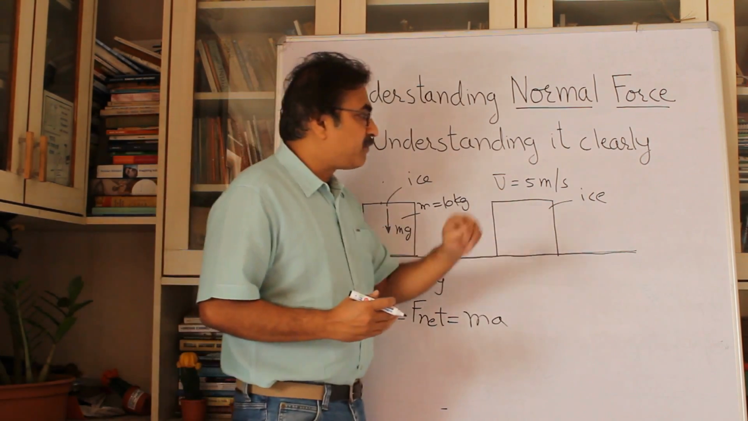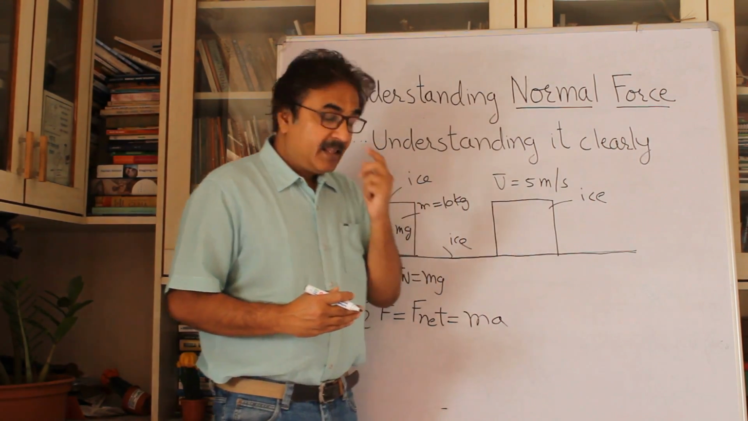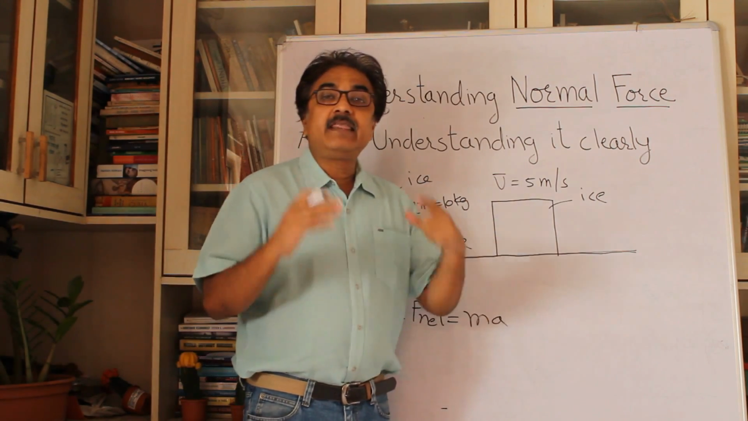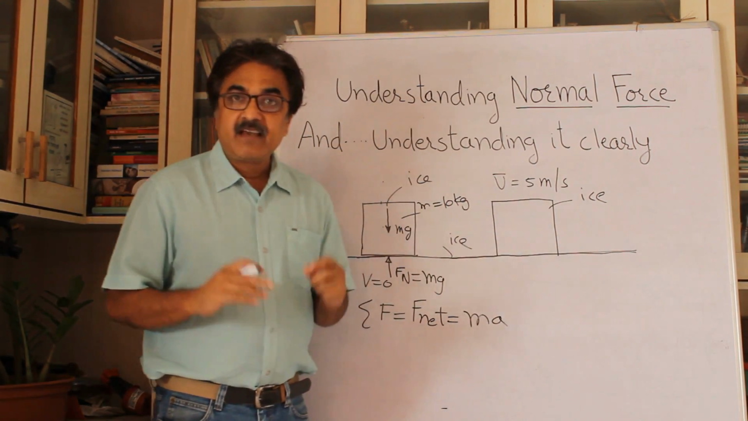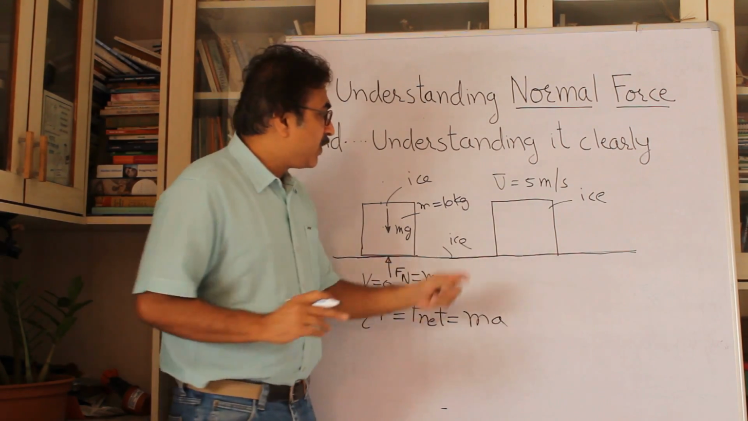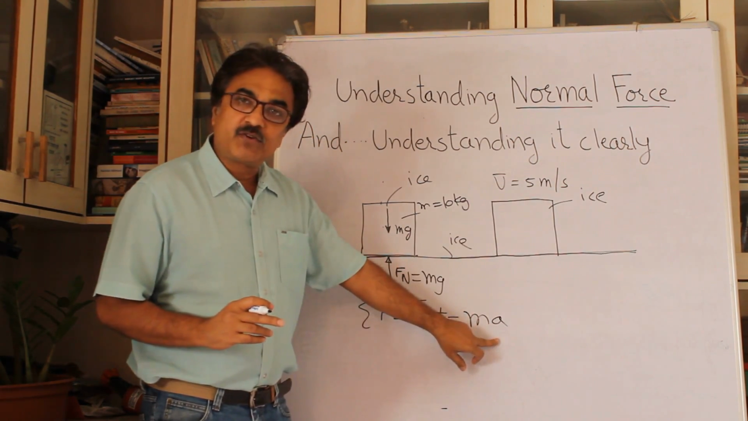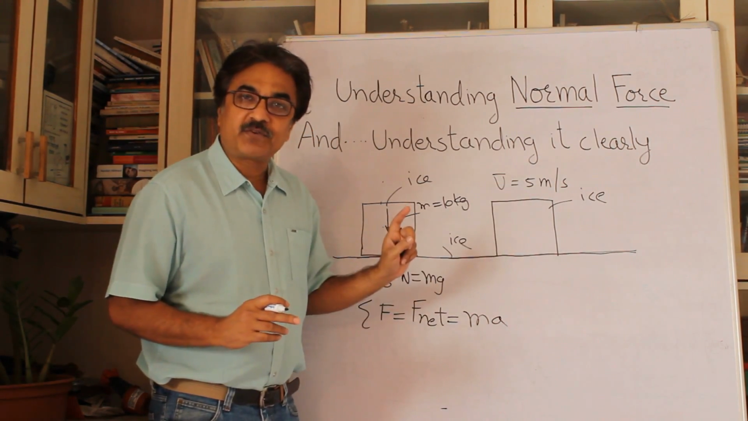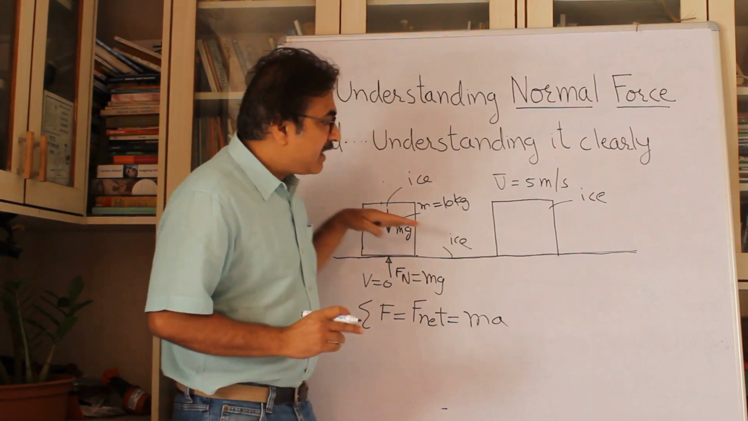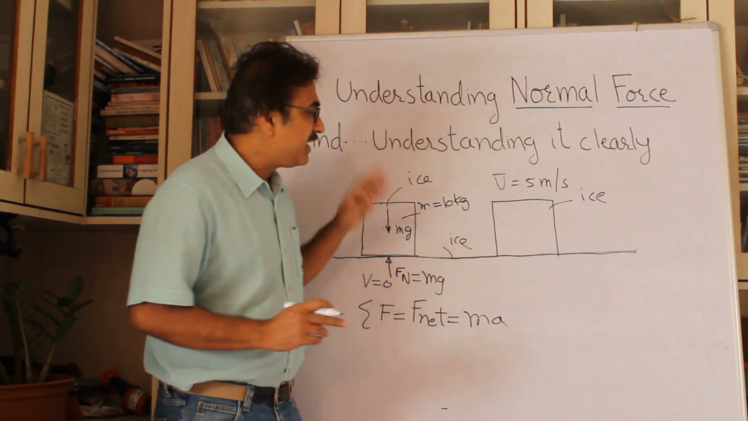Now let's consider this body. This body is moving at a constant velocity. When it is moving at a constant velocity, what will be the net force on it? Obviously the net force is zero, because a body moving at constant velocity will have acceleration equal to zero. So net force has to be zero. It's moving in this direction, so net force in this direction is zero.